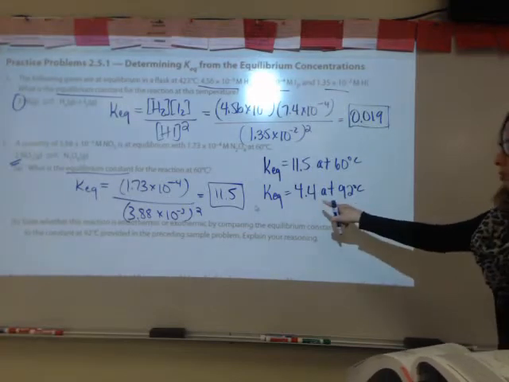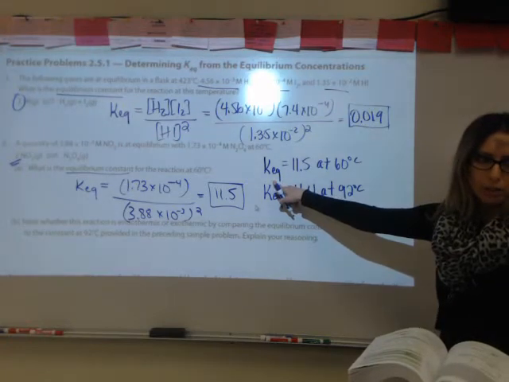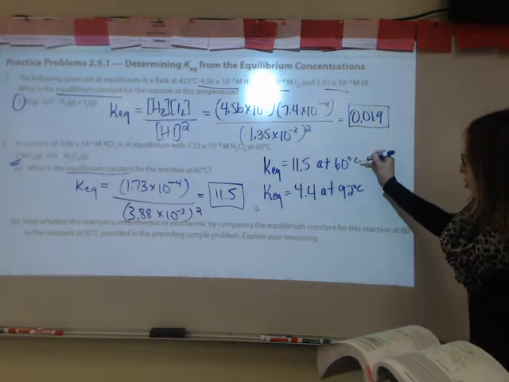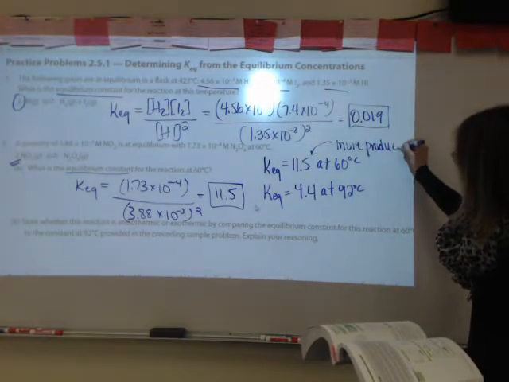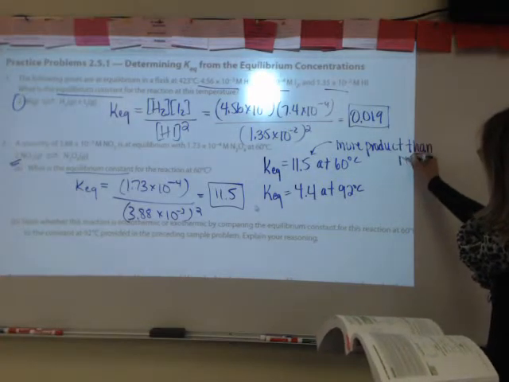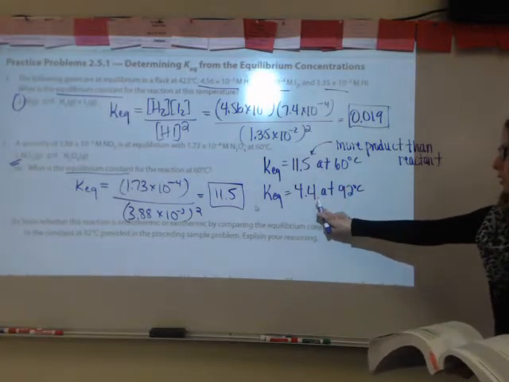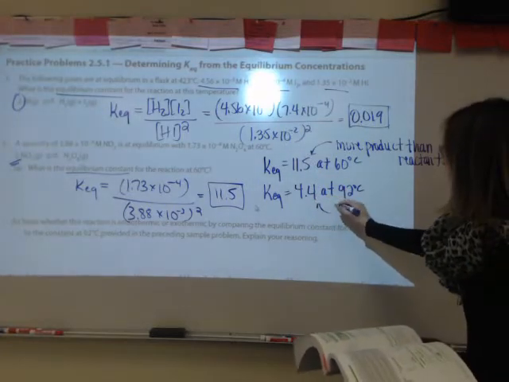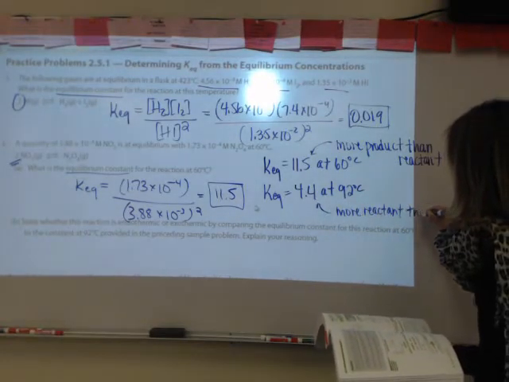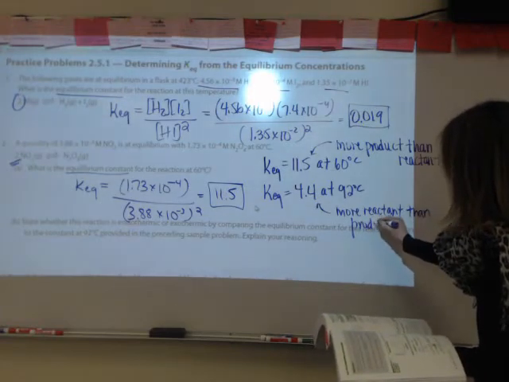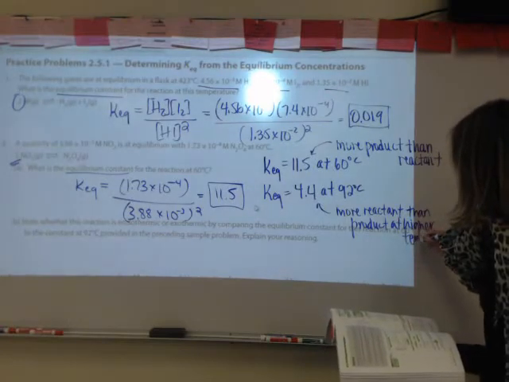Now, Keq is a ratio of the product concentration over the reactant concentration. So what that means is at a lower temperature here, it looks like we have more product than reactant because your Keq value is higher than it is at 92 degrees Celsius. So down here, that means we must have more reactant than product at a higher temperature.